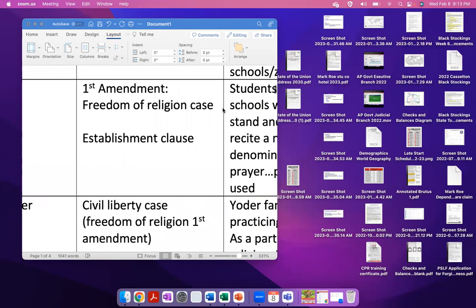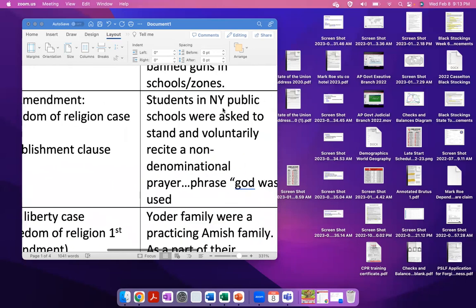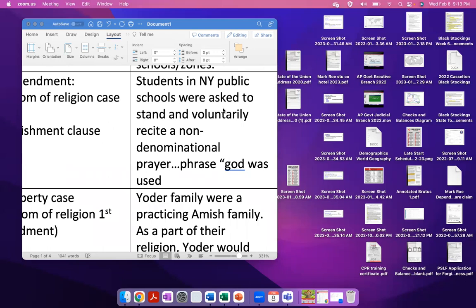So in Engel v. Vitale, New York public schools had asked the students to stand and voluntarily recite a prayer. We looked at that prayer in class, right? They did not use the name Jesus, but the word God was used. You have the family that's going to challenge, hey, the public school is an agent of the government. Even asking students to stand and voluntarily recite this prayer is endorsing a religion. The Supreme Court rules in favor of the Engel family, and they say that this is a clear-cut violation of the Establishment Clause.